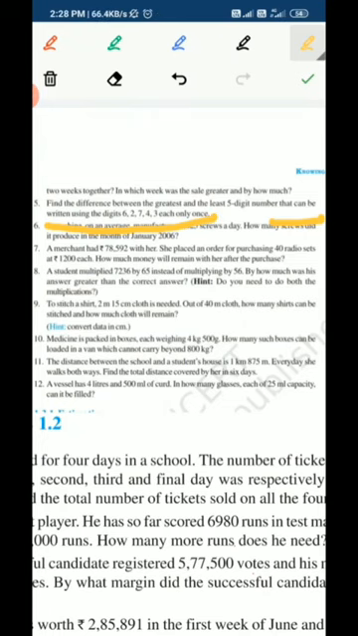I am repeating the question. Find the difference between the greatest and the least 5-digit number that can be written using the digits 6, 2, 7, 4, 3 each only once. So what we have to do is use each of these 5 digits only one time, and form the greatest 5-digit number and the least 5-digit number.